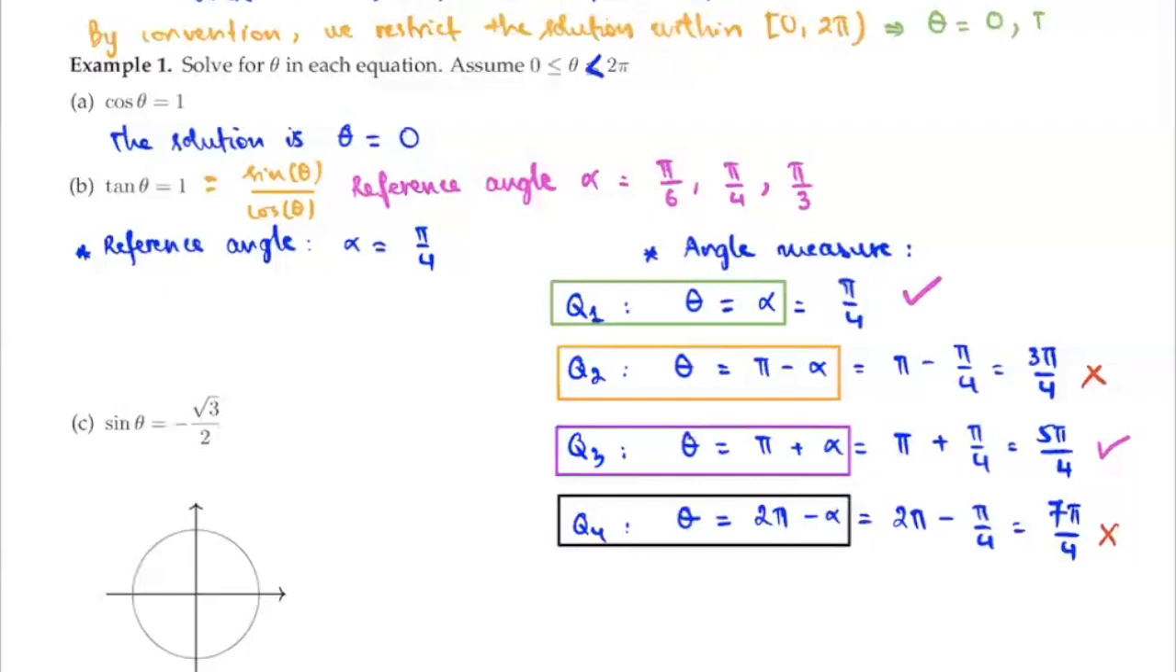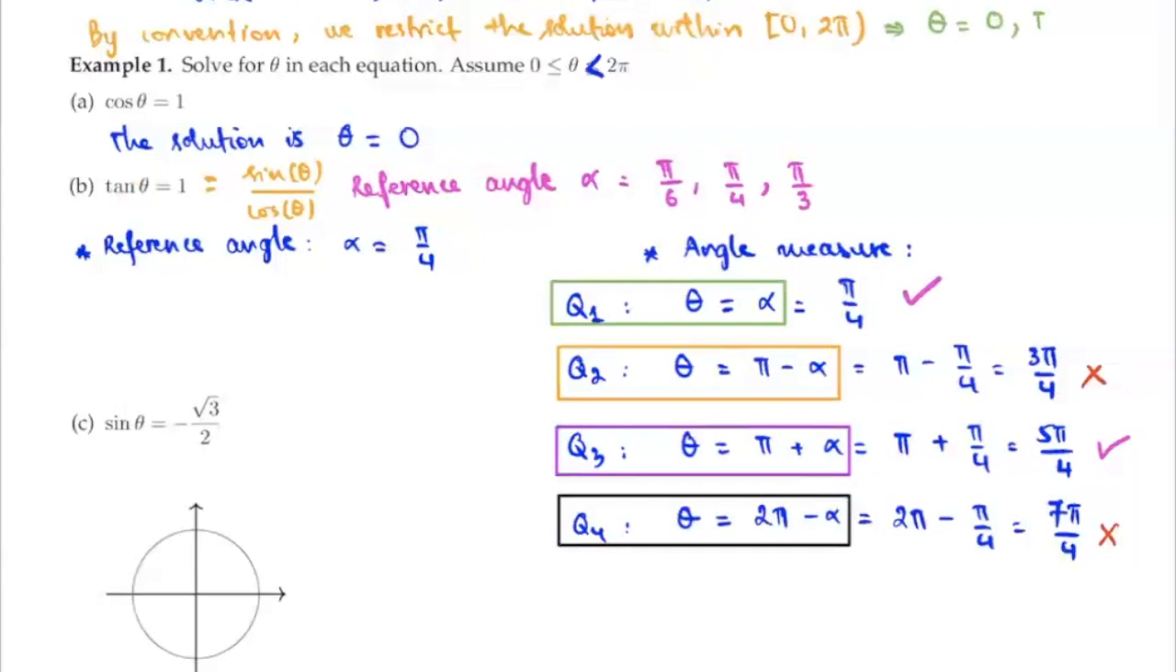And from these calculations, and based on the equations given to you, you can identify if the value of theta is in the first quadrant, second quadrant, third quadrant, or the fourth quadrant, just like what we did for tangent of theta equal to 1. Okay, now let's move on to problem C. Sine of theta equal to negative square root of 3 over 2. So what is the reference angle, you should ask, right?